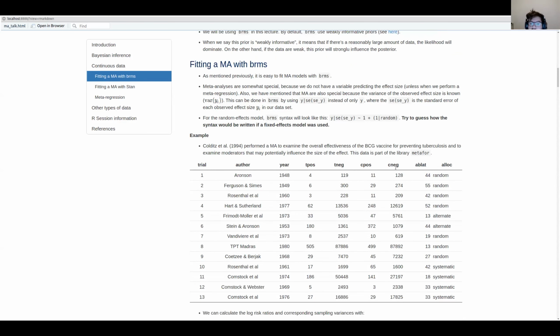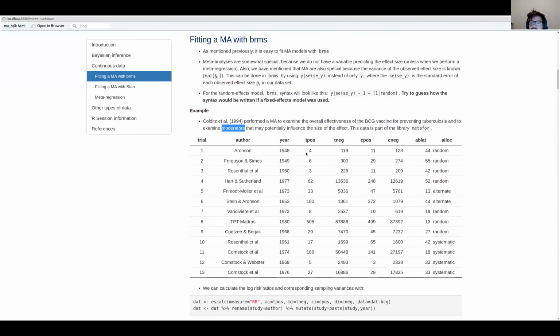So we're going to see an example. This data comes from the library metafor. It's a meta-analysis to examine the overall effectiveness of the BCG vaccine for preventing tuberculosis, and to examine moderators, covariates that may potentially influence the size of the effect. As you can see here, each row represents a study. We have the year, we have the author. This data comes as binary, right? Because it's telling you how many were positive for tuberculosis under the treatment, the BCG vaccine, and how many positive and negative we have under control in the RCTs that were included for this meta-analysis.